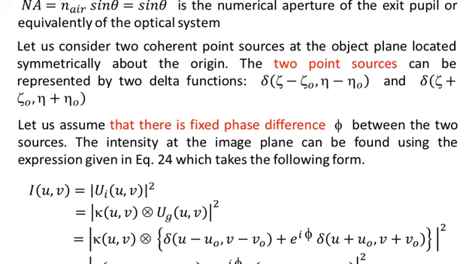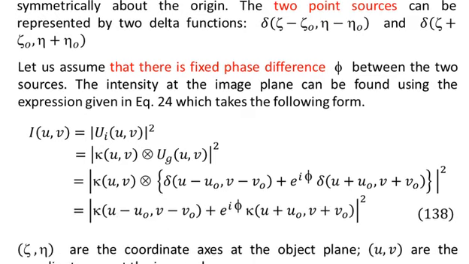Let's assume that there is a fixed phase angle phi between the two sources. The intensity at the image plane can be found using the expression given in equation number 24, which takes the following form.